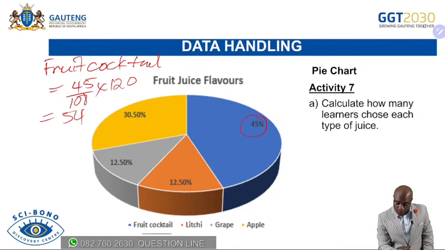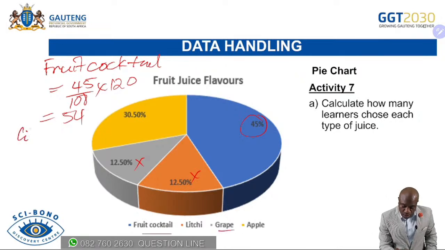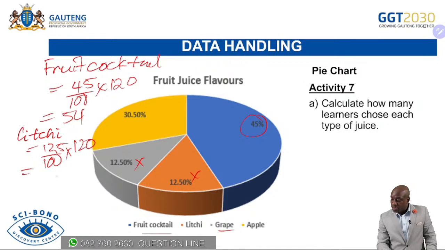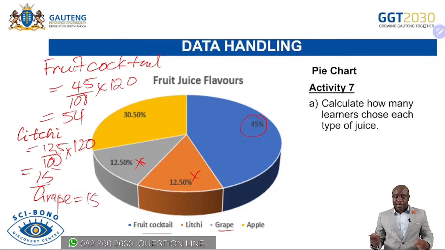And you do the same for the other two. Luckily, they are the same, the lychee and the other one, the grape. I like this examiner, because it's 12.5 for both of them. So once I calculate this one, I've calculated the other one. It's 12.5 over 100 times 120. That will give you 15. And that tells you the grape also had how many? 15, because the slices are the same. It's 12.5, 12.5. And lastly, we do the last one, which is the apple juice, the apple flavor.